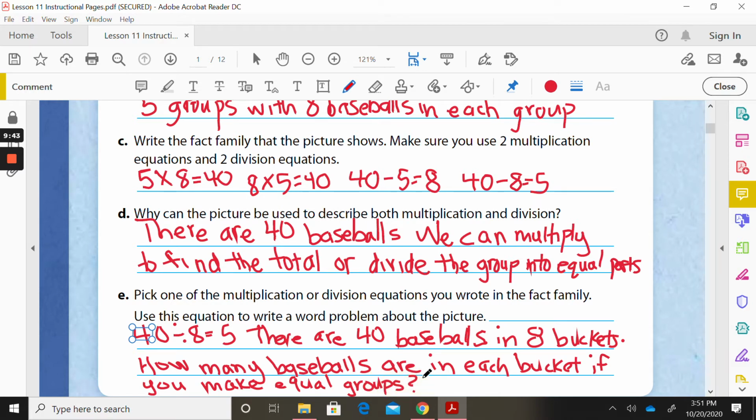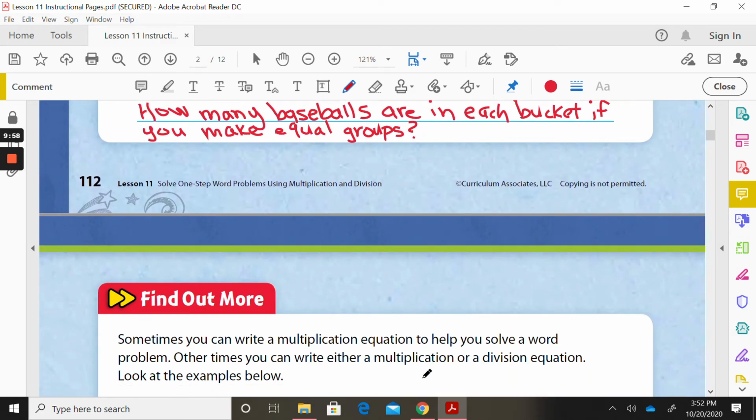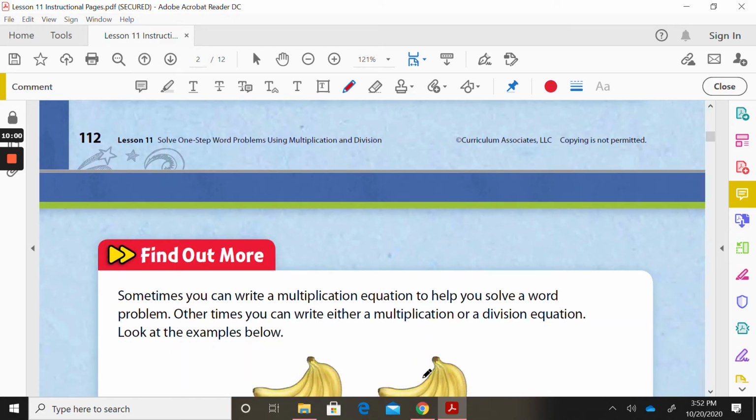So that's my word problem. 40 divided by 8 equals 5. There are 40 baseballs in 8 buckets. How many baseballs are in each bucket if you make 8 equal groups. All right, let's continue on to page 113.